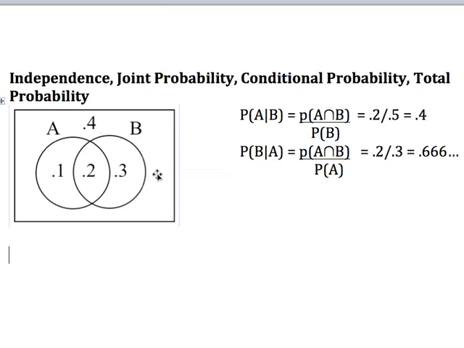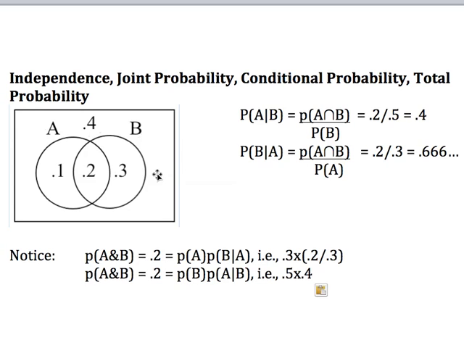And notice, when I say that it's the same thing that we've seen before, we can check that out. The probability of A and B, we said, should be the probability of A times the probability of B given A. Well, the probability of A is 0.3. The probability of B given A is 2/3. 0.3 times 2/3, that's 0.2. So it all fits together. This works out. We could look at it the other way around.